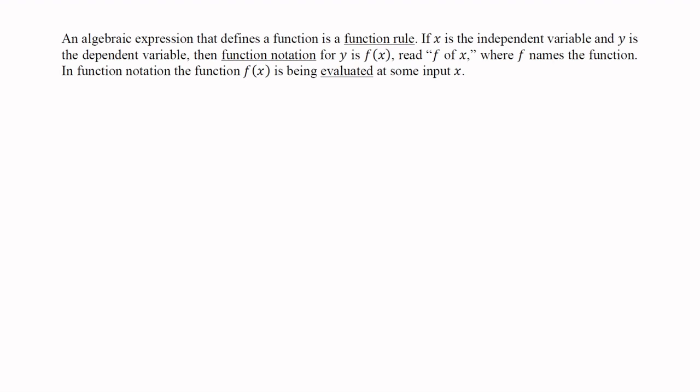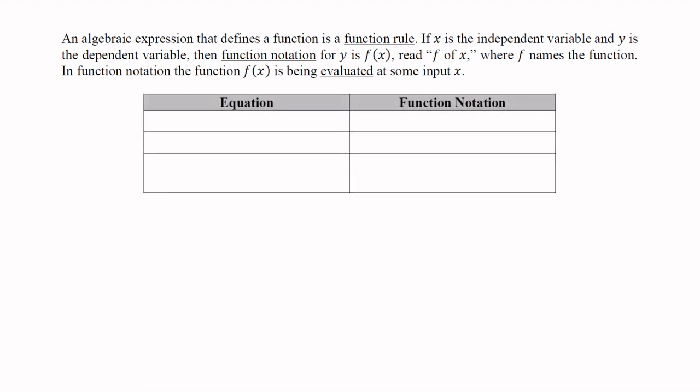An algebraic expression that defines a function is a function rule. If x is the independent variable and y is the dependent variable, then function notation for y is f of x, read f of x. Okay, we've already been using that terminology, where f names the function. In function notation, the function f of x is being evaluated at some input x. So an equation may be y equals 3x minus 8. The x represents the input, the y represents the output.